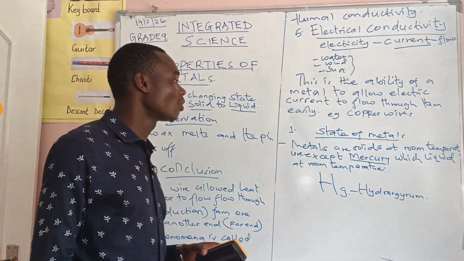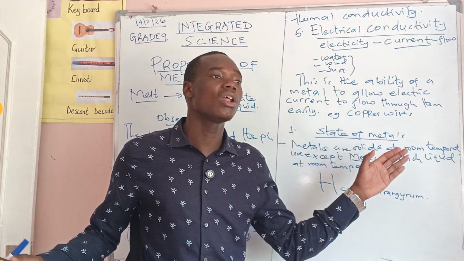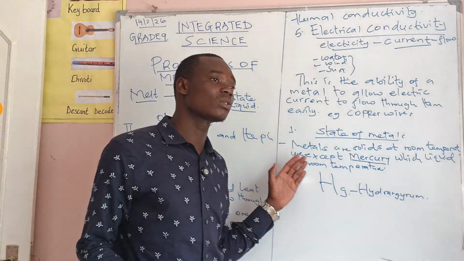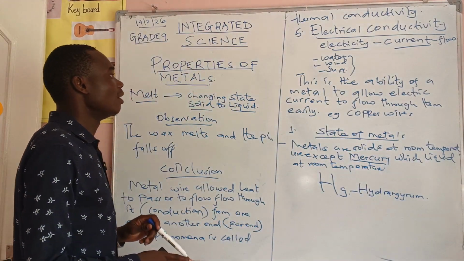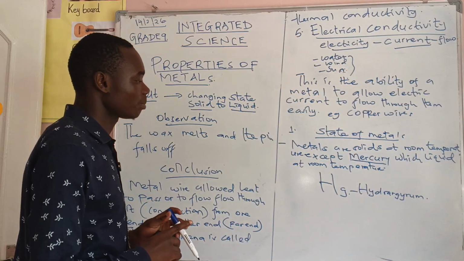That is the symbol for mercury. Now you know that all metals are solid at room temperature, except which one? Mercury, which is liquid at room temperature.